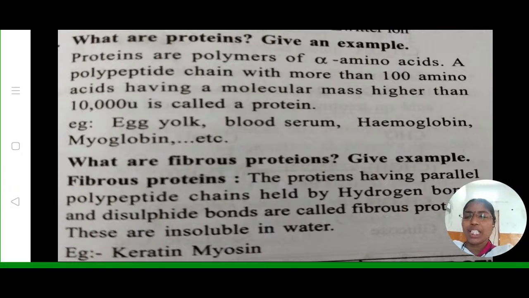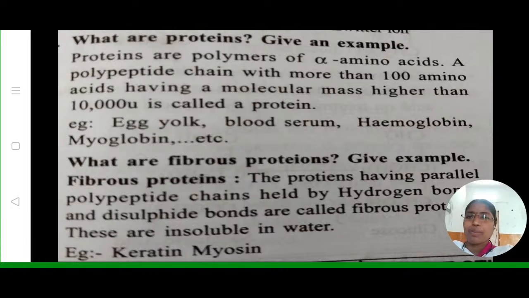Examples of the protein are egg yolk, blood serum, hemoglobin, myoglobin. Okay, so in this question the definition of the protein carries 1 mark, example carries 1 mark. Totally 2 marks are carried by this question. So in the first definition we write only proteins are polymers of the amino acids. It carries 1 mark and the example carries 1 mark. Okay, is it clear? Next, go to next question.